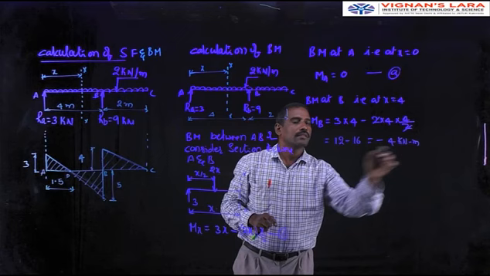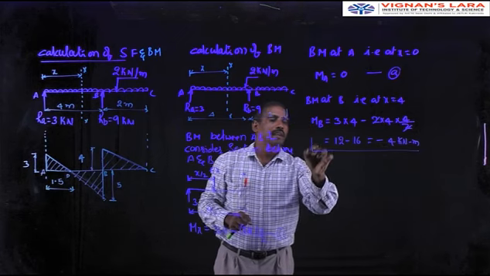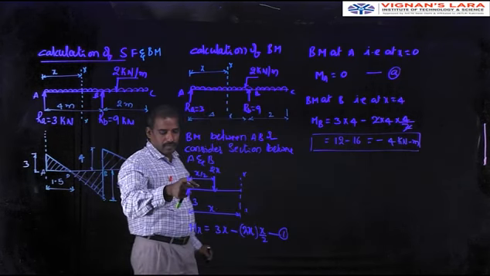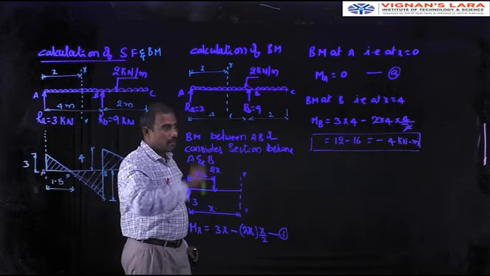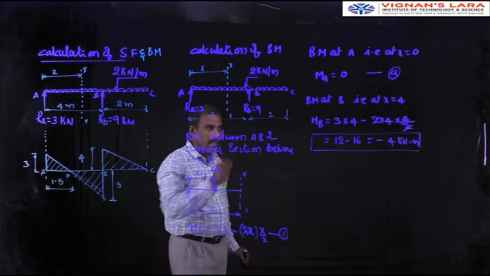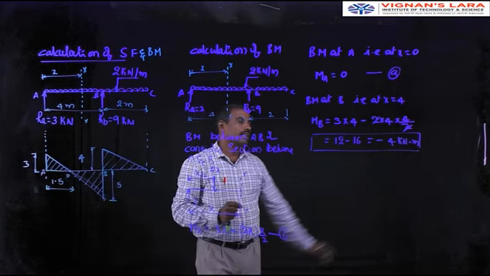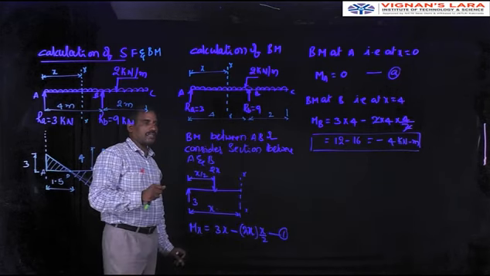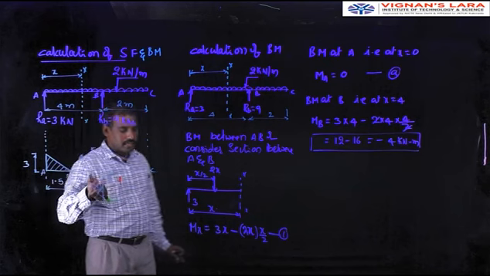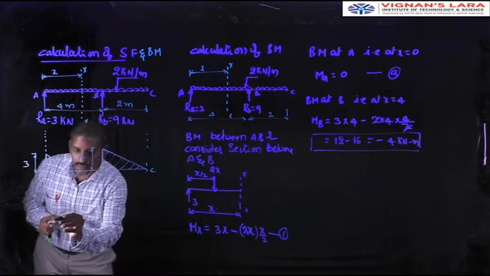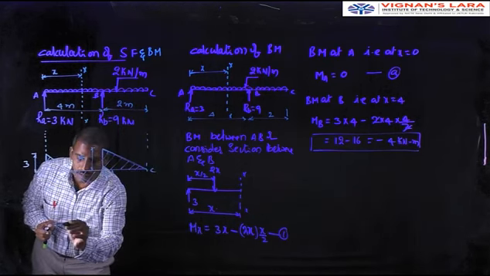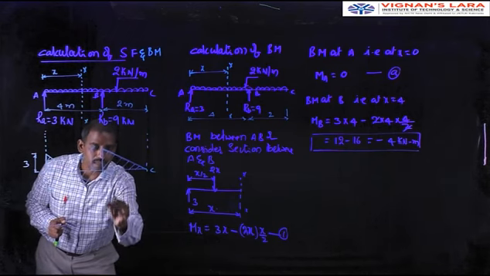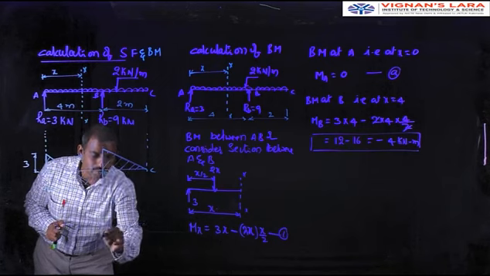kilonewton meter. So I think that the bending moment is 0 at A and the bending moment is minus 4 kilonewton meter at B. That is negative. It means the bending moment changes its direction or it changes its sign. So for example, definitely let us see, this is the baseline. So definitely the bending moment is negative here.